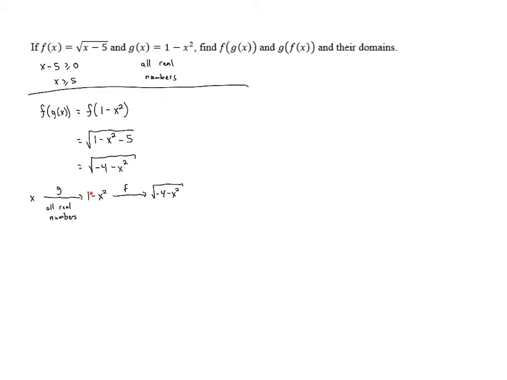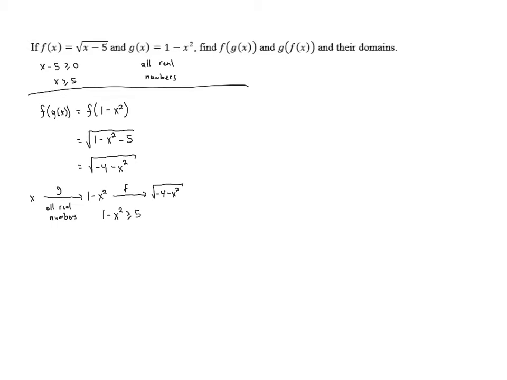But now we have to look at what happens when we take 1 minus x squared and substitute it in for f. Now we know that f has a domain of x greater than or equal to 5. The input has to be greater than or equal to 5. In this case, the input is 1 minus x squared, so we need 1 minus x squared to be greater than or equal to 5.